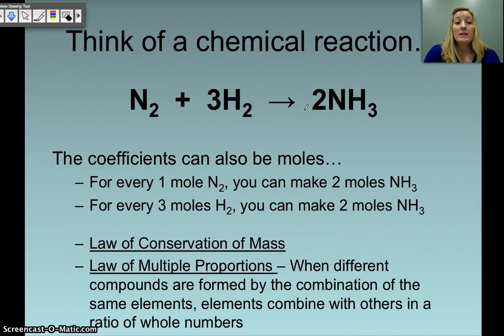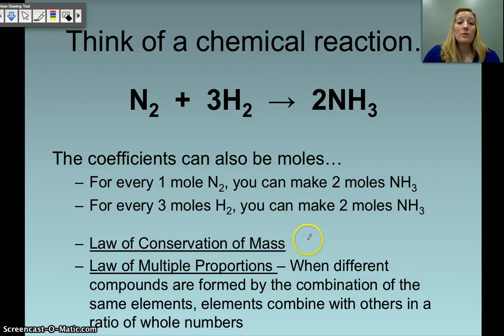If we think about this in another way, we could also say that for every 1 mole of N2, we can make 2 moles of NH3. For every 3 moles of H2, we can make 2 moles of NH3. Those coefficients can mean molecules, or those coefficients could mean moles. It just depends on the quantities that we're working with. Either way, they all mean the same ratio: 3 to 2, 1 to 2, 1 to 3. They're all going to be ratios with each other.